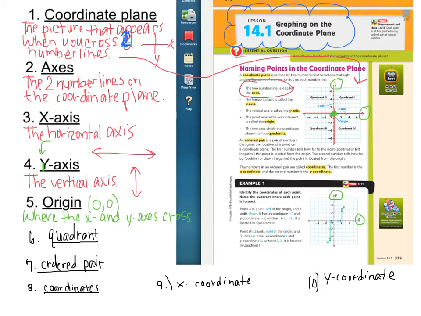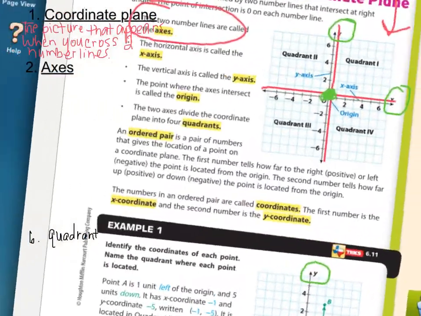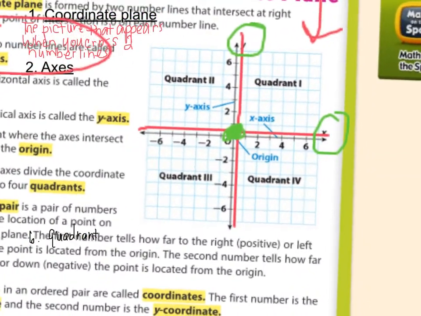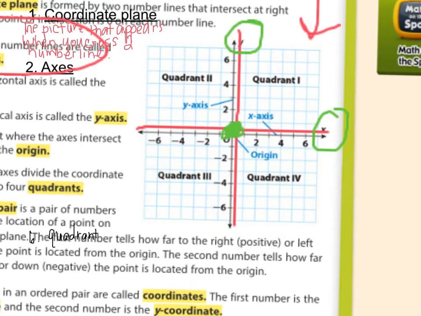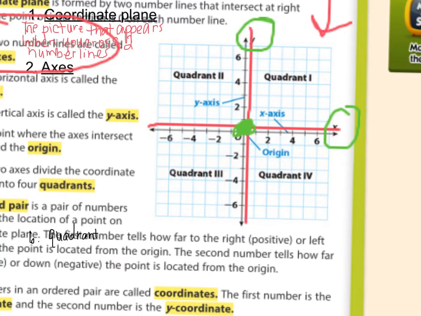Okay, the quadrant, or a quadrant, is like when you have your coordinate plane split up into 4 parts, each part is numbered. So look at the picture here. You have quadrant 1, 2, 3, 4. And they use Roman numerals to number those.